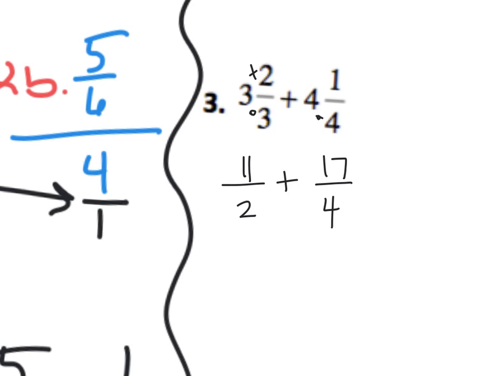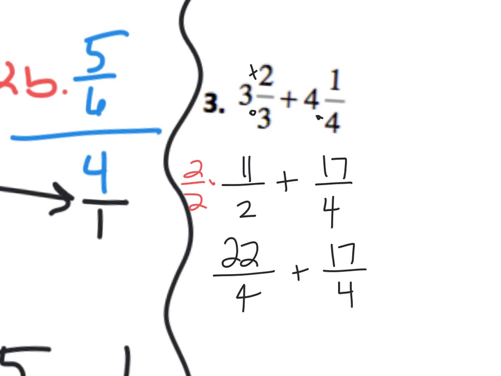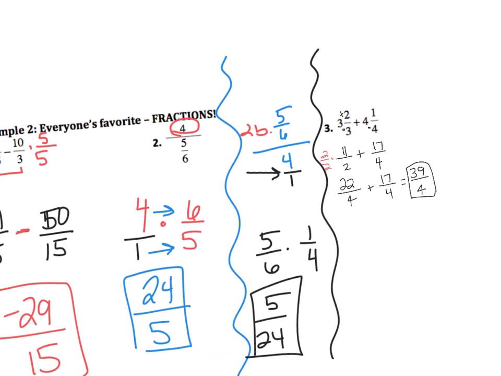And adding, you do need common denominators, so I'm going to multiply this one by just 2 over 2. I don't have to multiply the other one. So if I add those together, 22 plus 17 is 39. And again, simplify if you can. See, fractions aren't so bad.